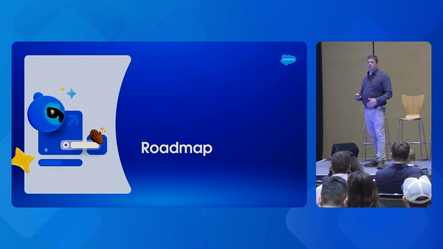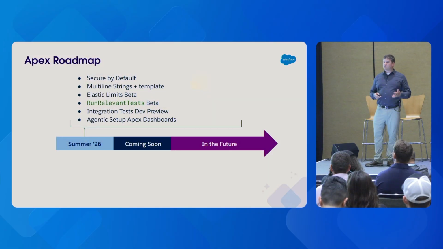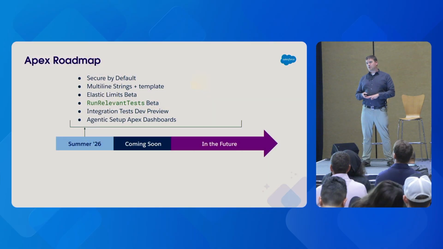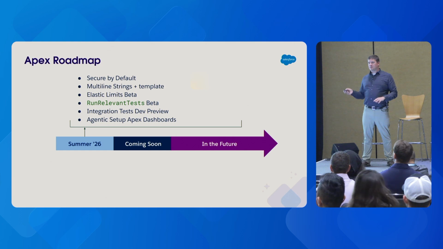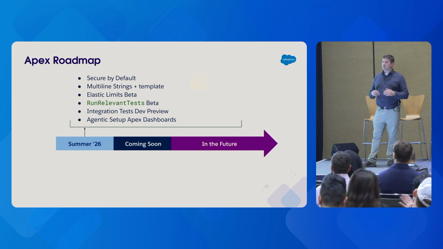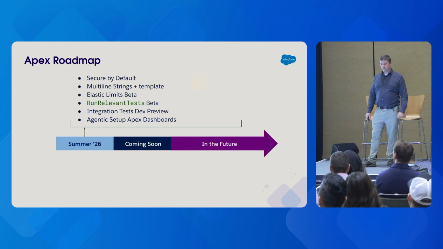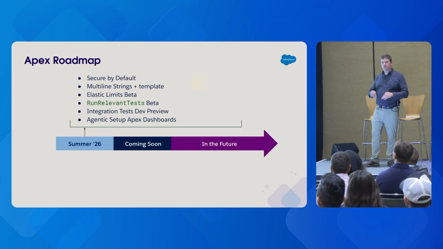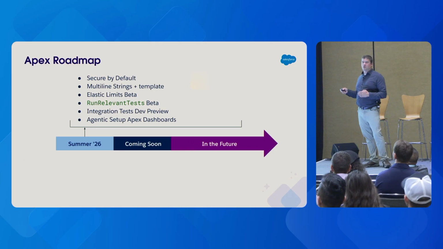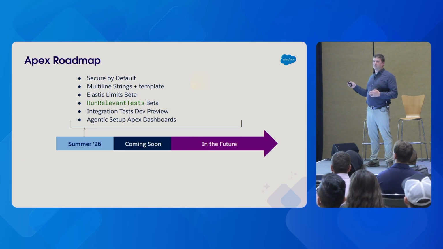Right, with that, let's go through the roadmap. So there's the features we talked about today, the big important change to secure by default, where you'll need to be explicit or you're going to get secure by default behavior. So it's a safer form of SOQL. We have our multi-line strings and templating for improving the quality of those larger strings you're putting into your code body. The elastic limits beta that Marcus talked about, allowing a softer, more elastic response for when you hit your limit, for the system to recover and respond if you only go a little bit over.